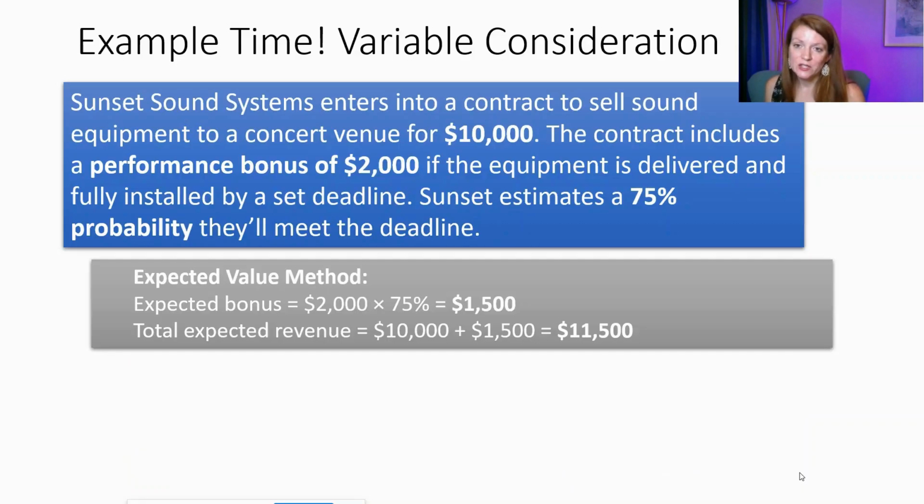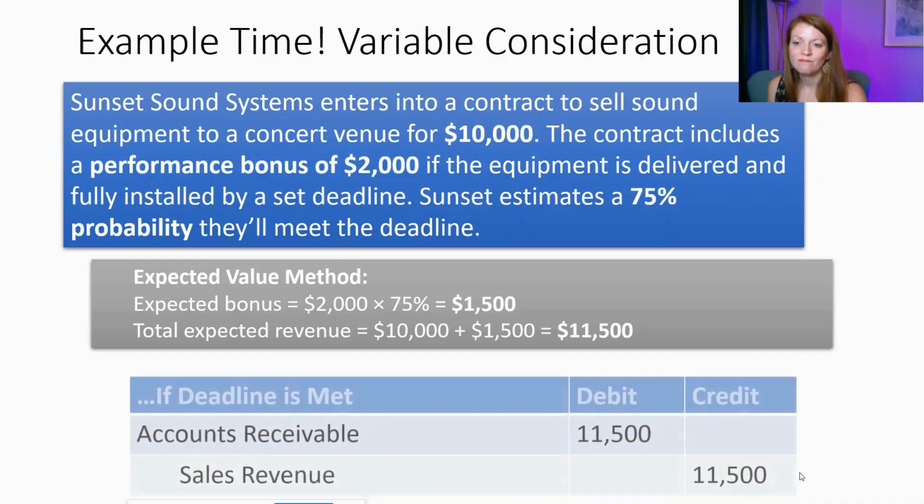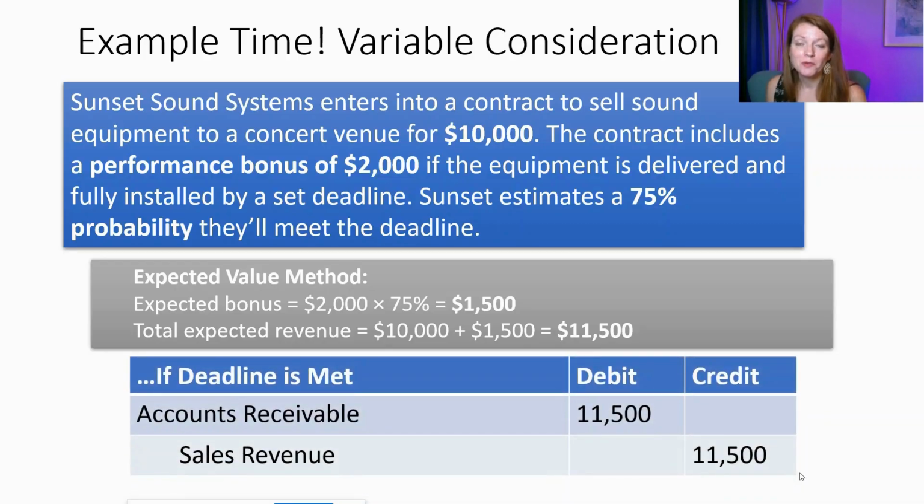So with this, we think that there is a 75% chance they'll get that $2,000 bonus. So our expected bonus is $2,000 times 75%, and we're going to use the product of that, $1,500. We add that to the $10,000, and that gives us $11,500 as our expected revenue. So we're taking that 75% into consideration. If the deadline is met, that's what we're considering is going to happen. We show accounts receivable for the $11,500, and we go ahead and show sales revenue for that under the expected value method.